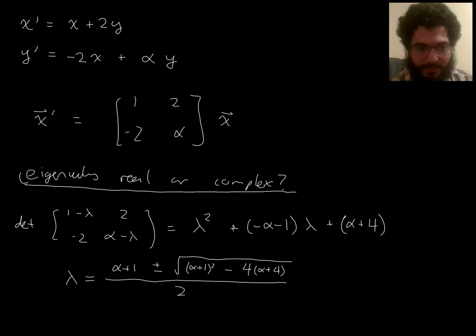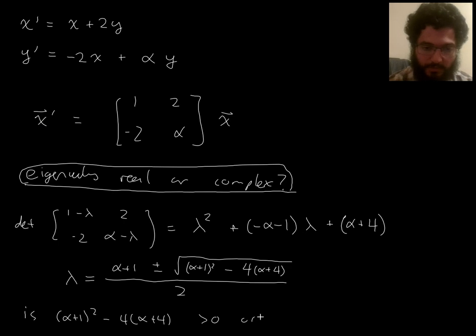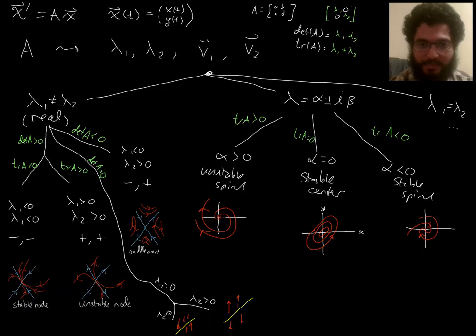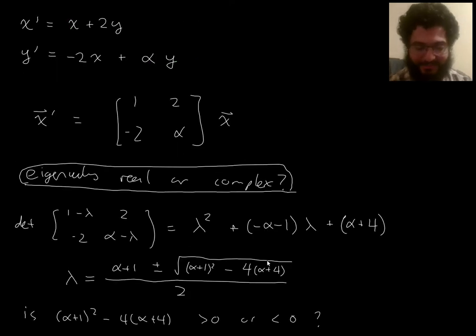So my question here, are the eigenvalues real or complex? That's equivalent to the question, is the thing under the square root here positive or negative? That's the question. So is alpha plus 1 squared minus 4 alpha plus 4 greater than 0 or less than 0? Or is it equal to 0? If it's equal to 0, that's the repeated roots case, right? That's where you have repeated roots, and that's the case here that I just don't want to talk about very much. But I will talk about it pretty soon. So let's just focus on greater than 0 versus less than 0.